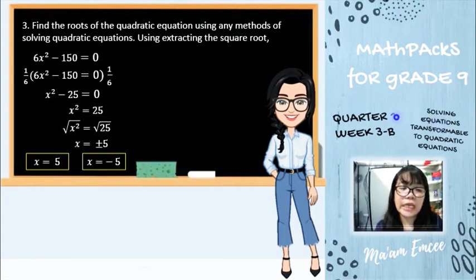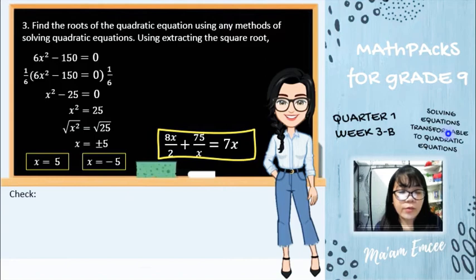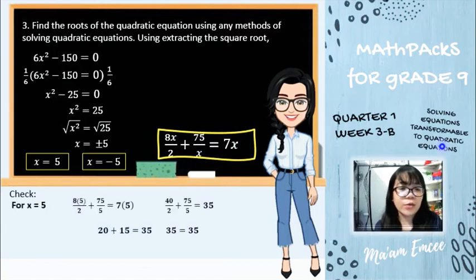But then again, we don't have any assurance that these two solutions are also solutions of our original equation. So we need to check. So we have here our original equation, 8x over 2 plus 75 over x is equal to 7x. So we substitute first x is equal to 5. So instead of writing 8x, we write 8 times 5 over 2 plus 75 over x. X will be replaced by 5. So 75 over 5. And that is equal to 7x, or 7 times 5.